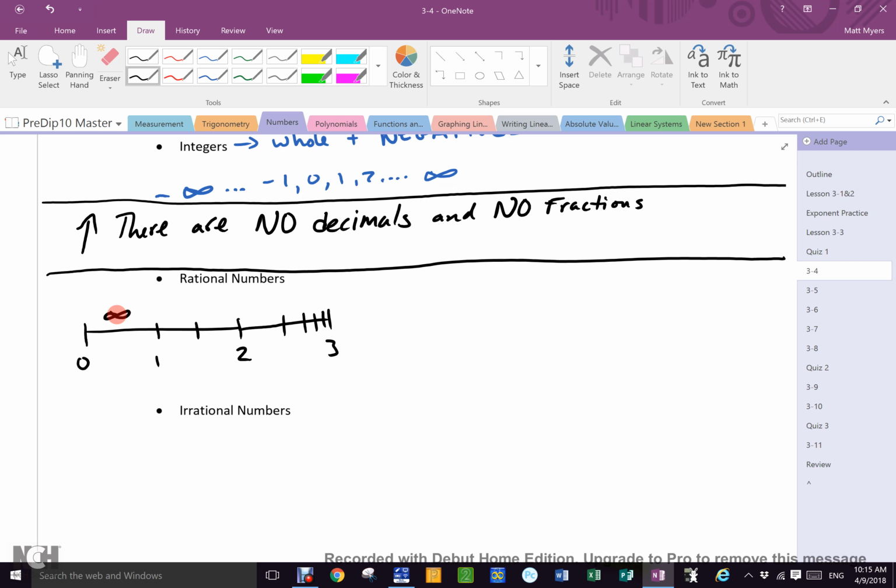Will I ever get there in number theory? No, because I can always cut a number in half. Will I ever get there in reality? Of course, eventually I will bash into the wall. But in number theory, I never get there. So that is why this is confusing for you guys.